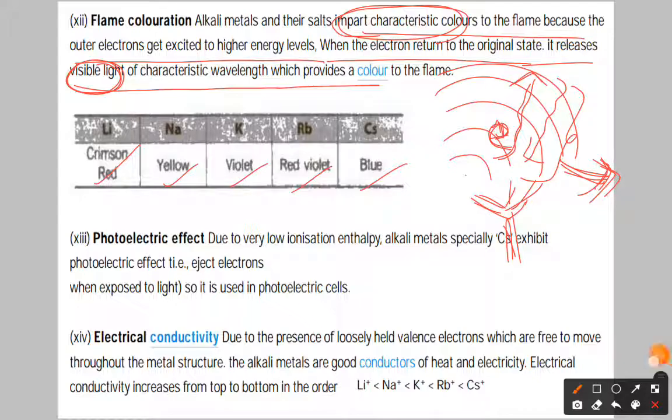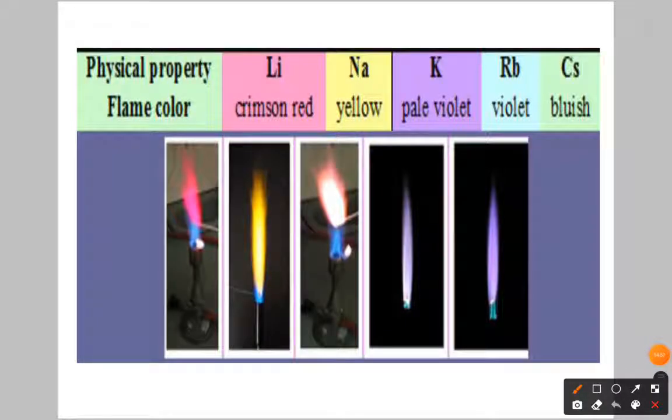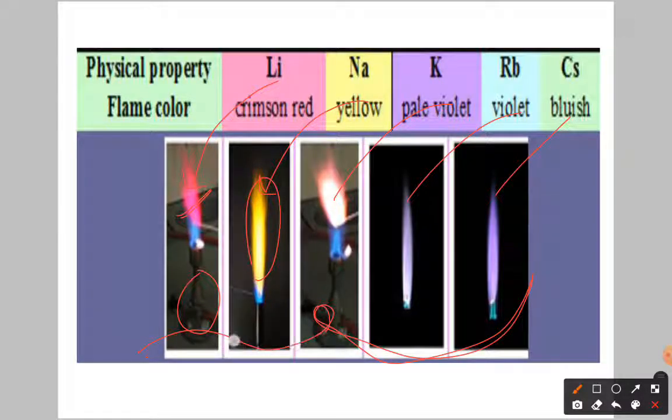Now let us see the image here. Here you can see the burner. When you keep a metal solution there, lithium gives crimson red, sodium gives yellow color, potassium gives pale violet, and here we have violet and bluish colors. Like this, we have characteristic colors for the elements of this group.